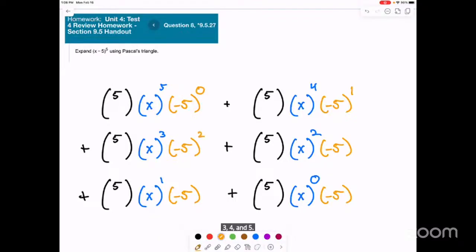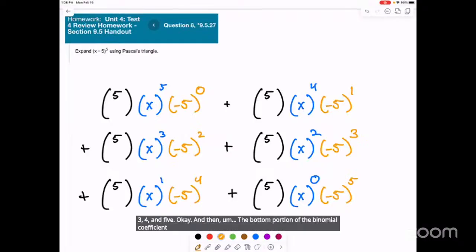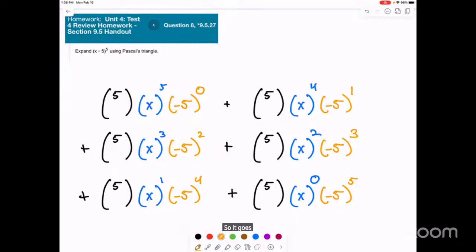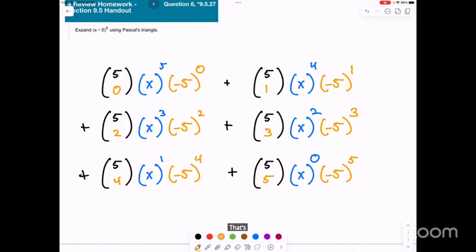And then the bottom portion of the binomial coefficient matches the orange. It matches the second, so that one counts up as well. So it goes 0, 1, 2, 3, 4, 5. Okay. So now when we go to calculate these coefficients, 5 choose 0, that's a 1. This guy is also a 1. N choose 1 is going to be n, so this guy here is a 5. This guy here is also a 5.